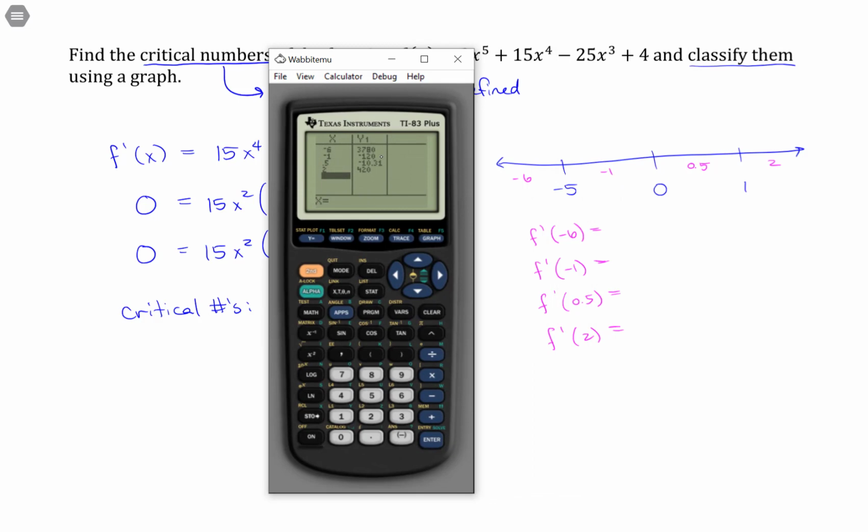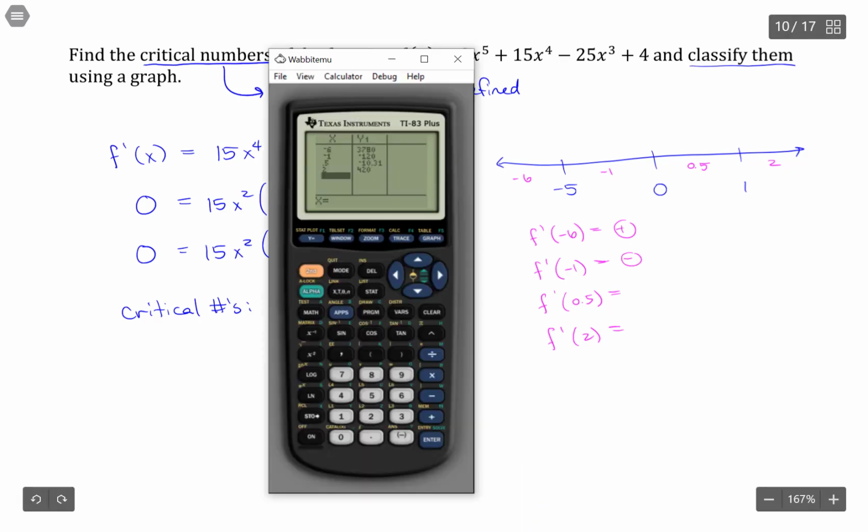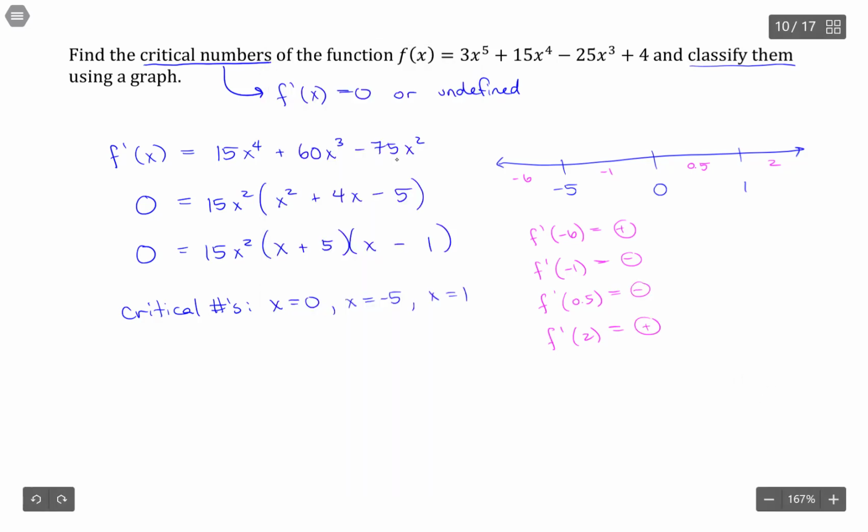All right, so f of -6 is a positive value. F of -1 is a negative value. F of 0.5 is also a negative value. And f of 2 is a positive value. So if the first derivative is positive, that means we are increasing on that interval. If it's negative, then we are decreasing. Then it's decreasing again here. And lastly, we are increasing.